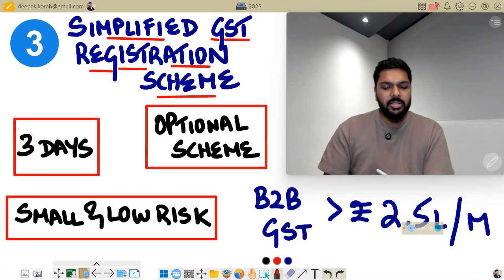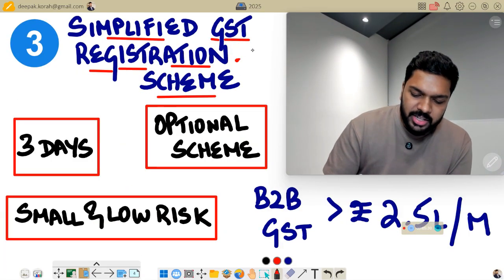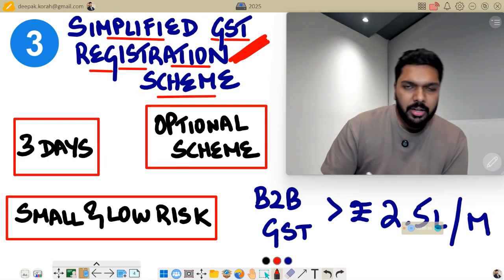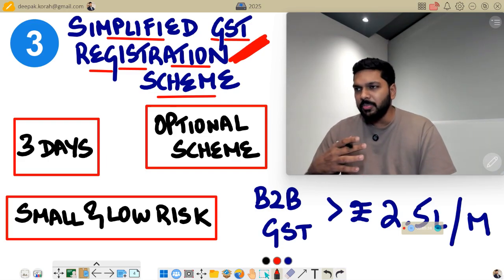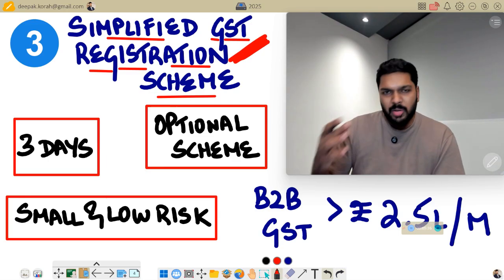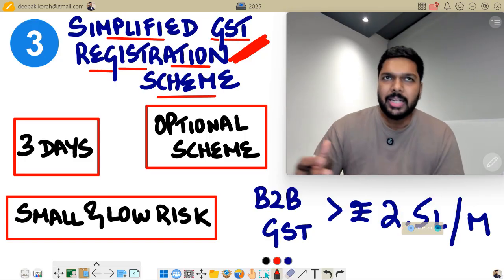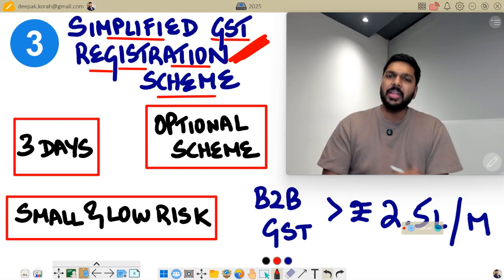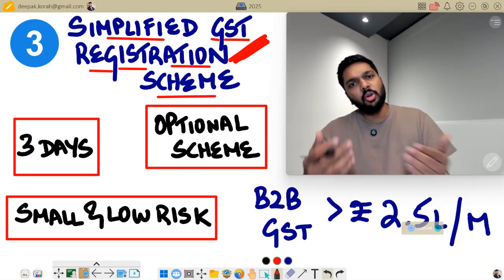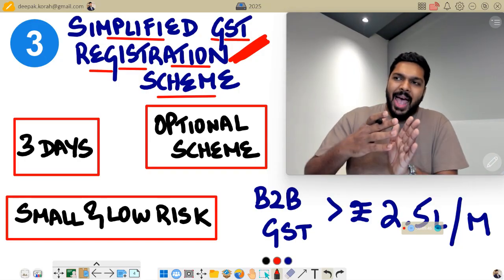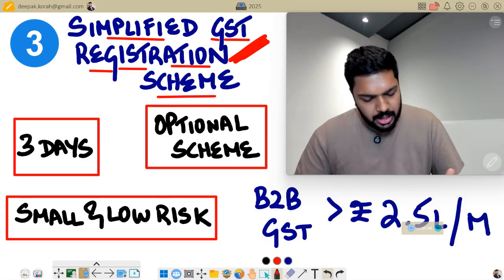The third one is the GST Simplified Registration Scheme. Earlier, under registration, you apply, it used to take almost a month, although 7 days was the criteria mentioned in GST law. It took a month, and if your Aadhaar authentication failed, the proper officer would come to your location, do a physical verification, and it could take plus 30 days.